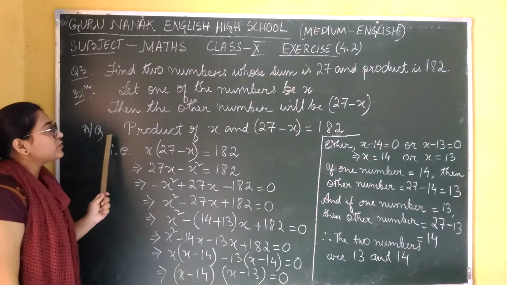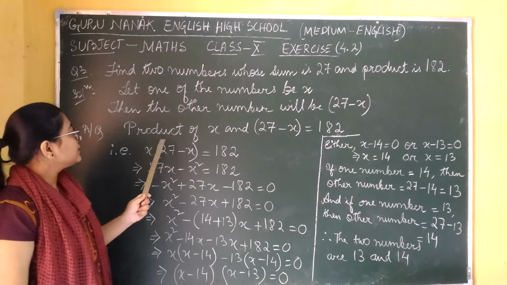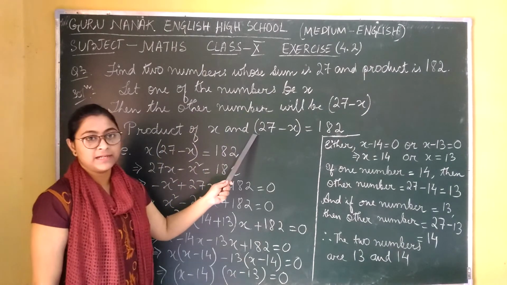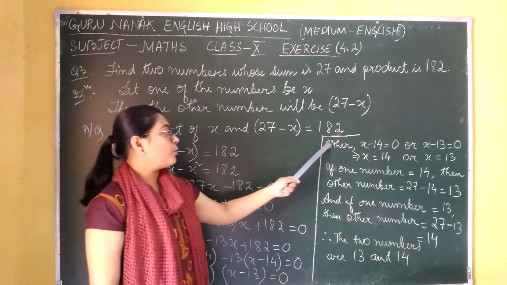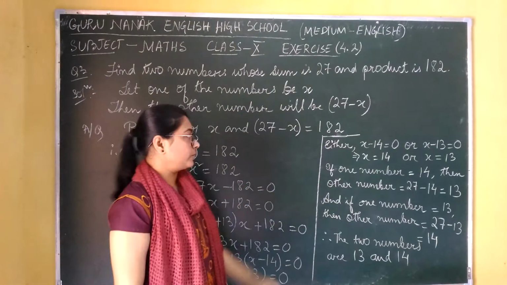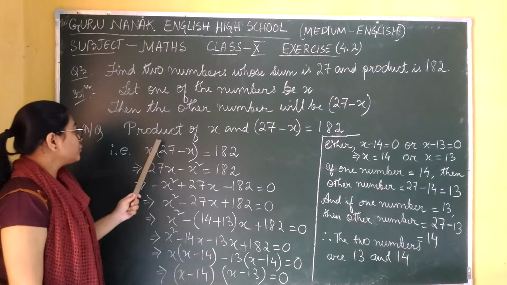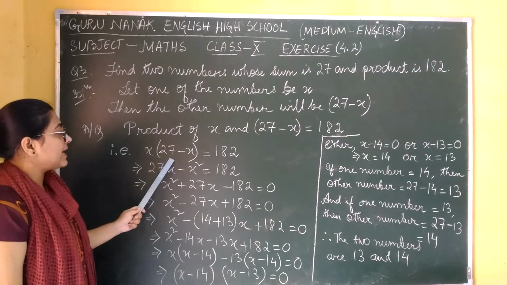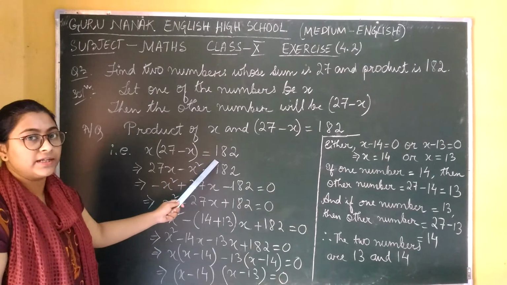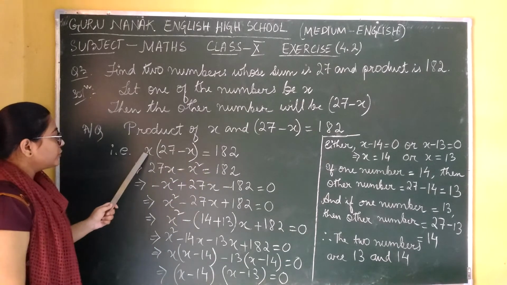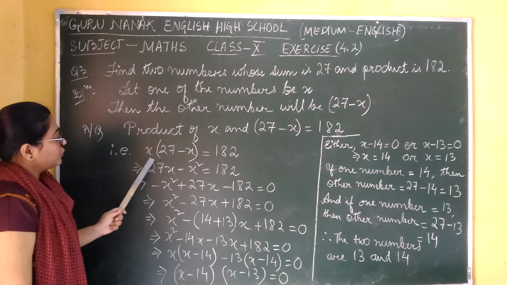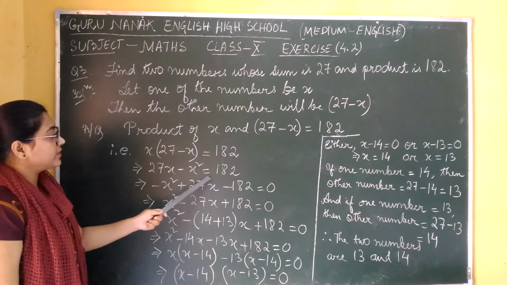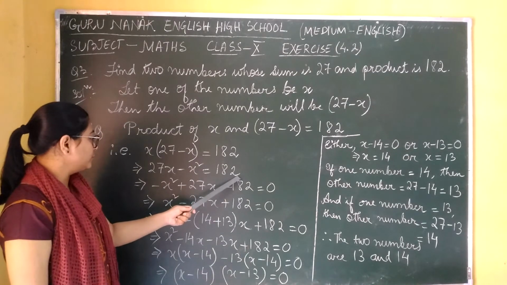Now in the question it is also given that the product of the two numbers, that is x and 27 minus x, is equal to 182. So from this we can write x into 27 minus x equals 182. So if you multiply now, 27x minus x into x is x square equals 182.